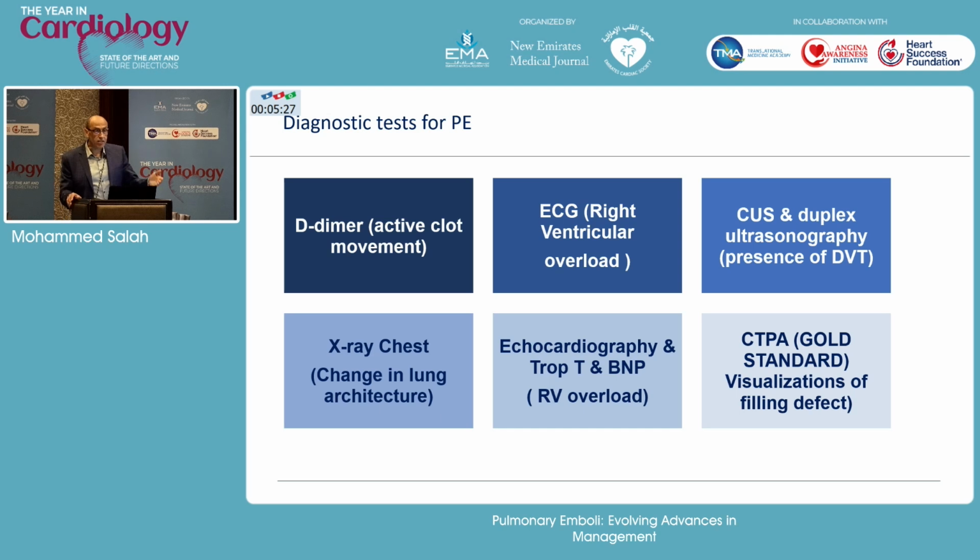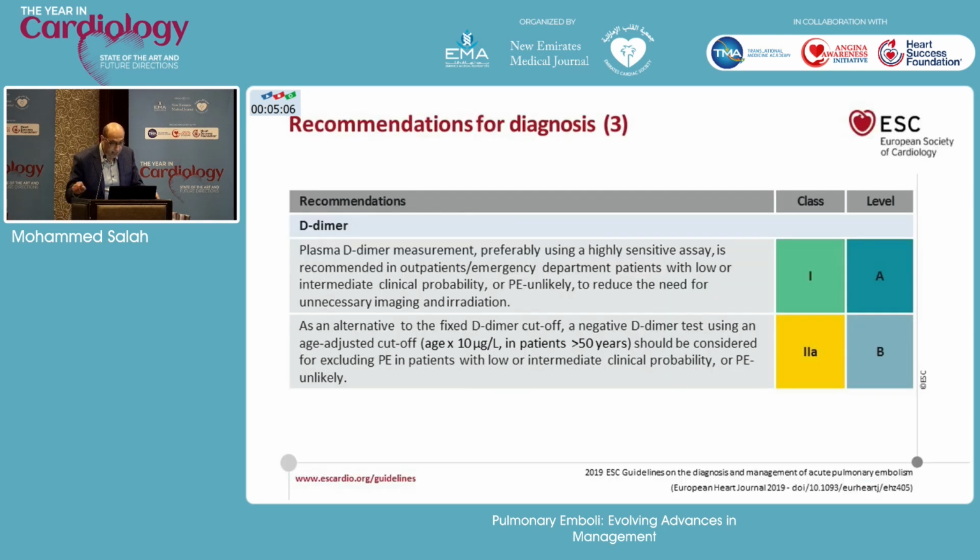What are the diagnostic tests for pulmonary embolism? The easiest one is D-dimer, of course. Then the ECG, which may show right ventricular overload. We have duplex ultrasonography, to show the presence of DVT, chest X-ray, echocardiography, troponin T and BNP, and of course, CT pulmonary angiography, which is considered the gold standard for visualizing the filling defect. So, if we look at the latest guideline, the 2019 European Society of Cardiology, we can find that D-dimer is recommended as class 1A.